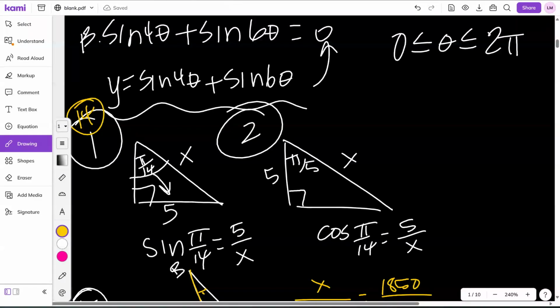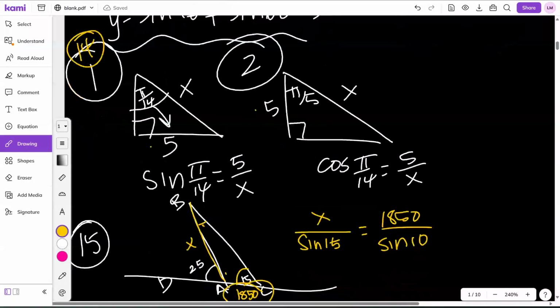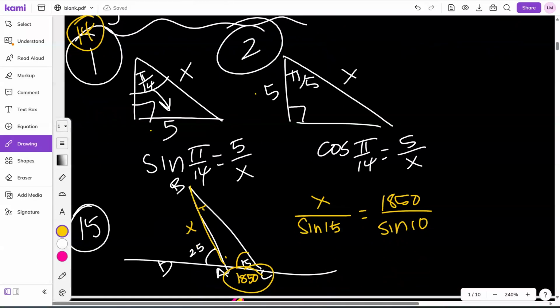Number 14 says you have a right triangle. It has an angle of pi over 14 radian, and one of the legs is 5. I don't know which leg it is, so I drew 2 triangles, and I put 5 on this leg, and then I put 5 on that leg. When I do that, I end up with 2 different triangles, right?